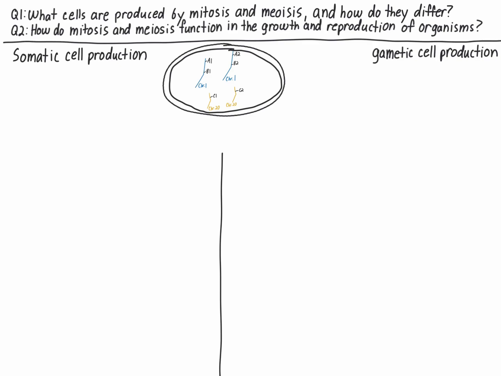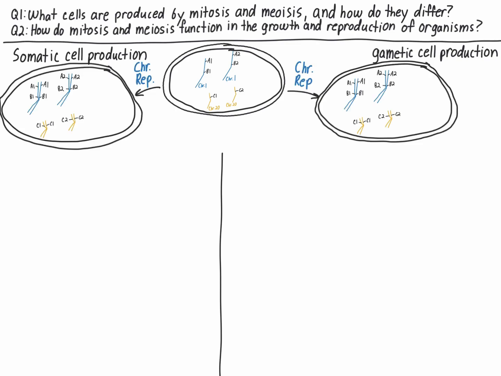For the production of both gametes and somatic cells, the cells that will produce them first replicate their chromosomes. In a diploid species like humans, after a cell replicates its chromosomes, it now has 4 copies of each gene.